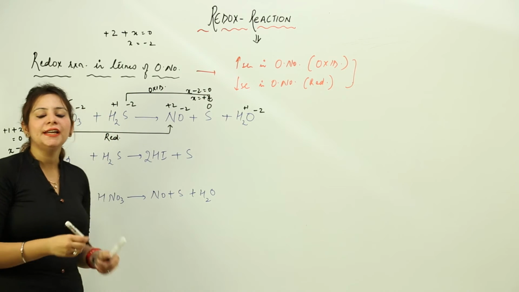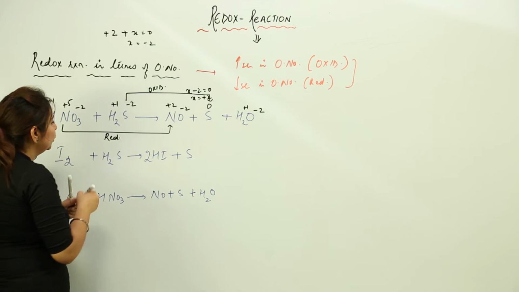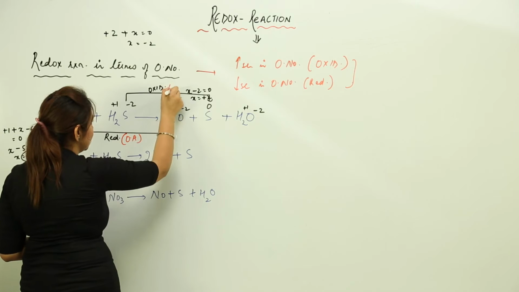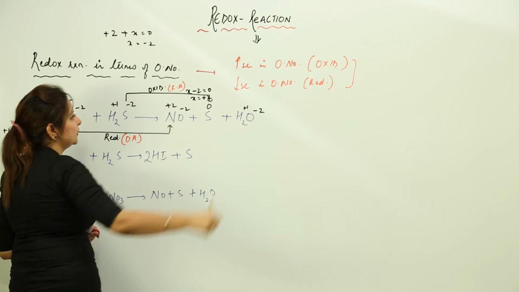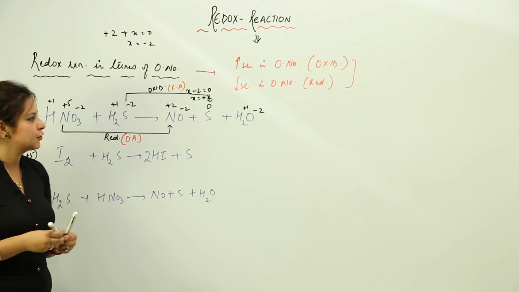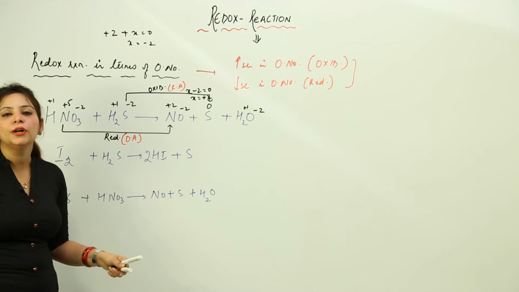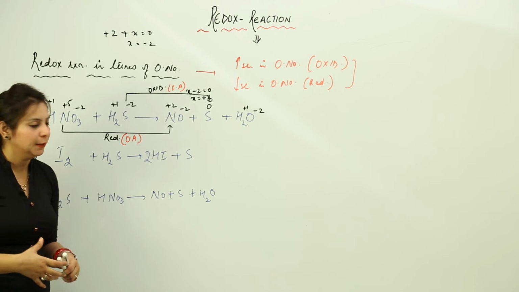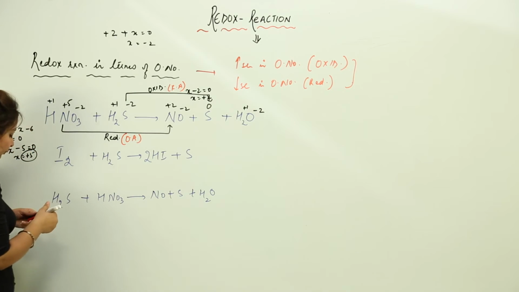Likewise, you can also indicate the reductant and the oxidant. You know that the substance undergoing reduction is an oxidant or oxidizing agent, and the substance undergoing oxidation is a reductant or reducing agent. So this is how you are going to find it on the basis of oxidation number. Second question.